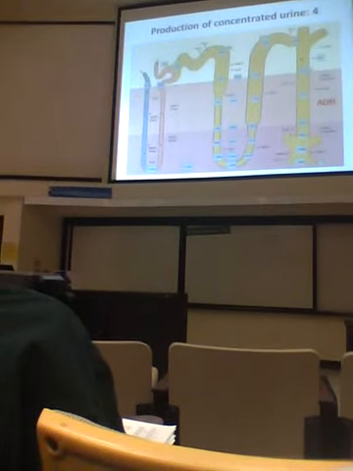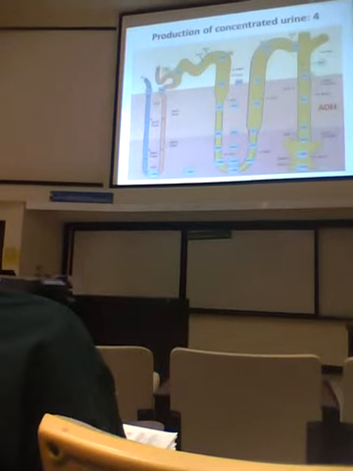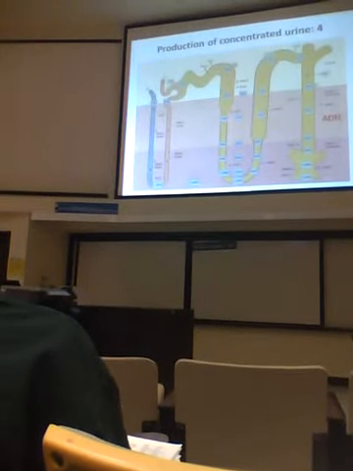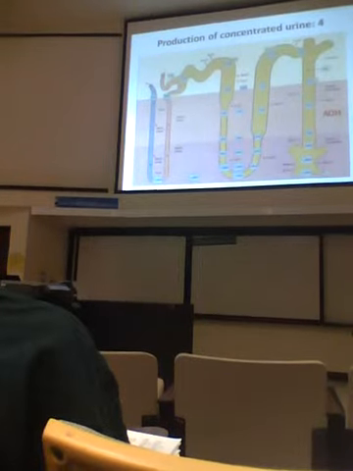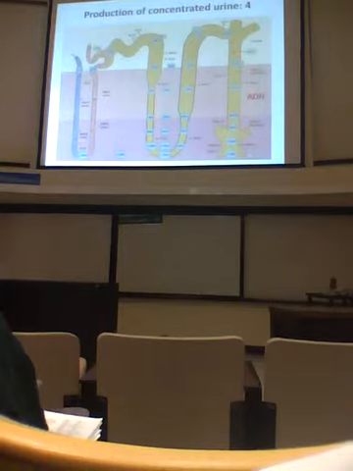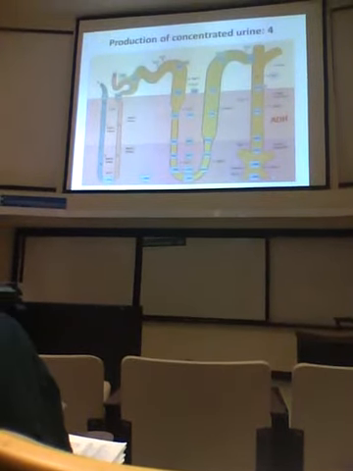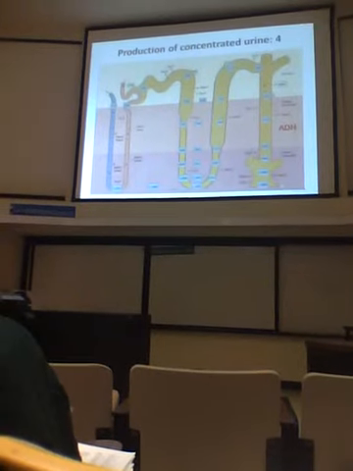Here we go. Now, here is the cortex. Here is the medulla. Look, it's pale pink here, dark pink here. That indicates there's a gradient in the medulla. We know how this gradient is made. It's made by what's going on in the loop of Henle. There's a gradient in the extracellular cells here.